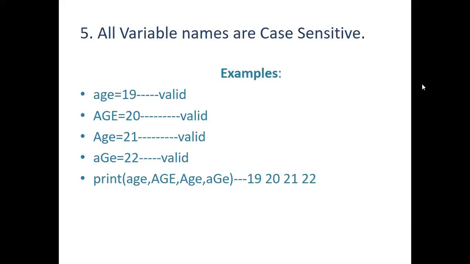All variable names are case sensitive. Age is equal to 19. Age is equal to 20. This is also valid. If we write like this, like I have written, it is also valid. Okay, so all these are case sensitive. Let's go ahead.